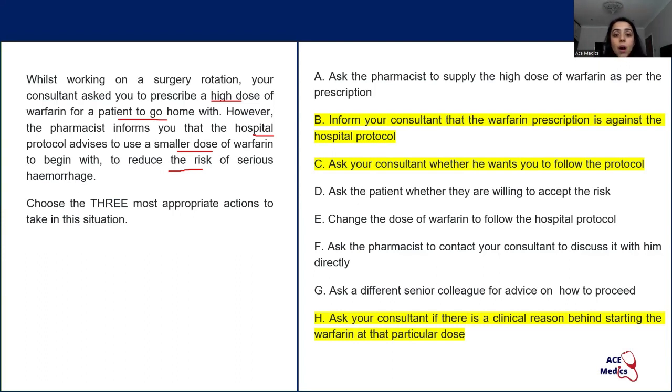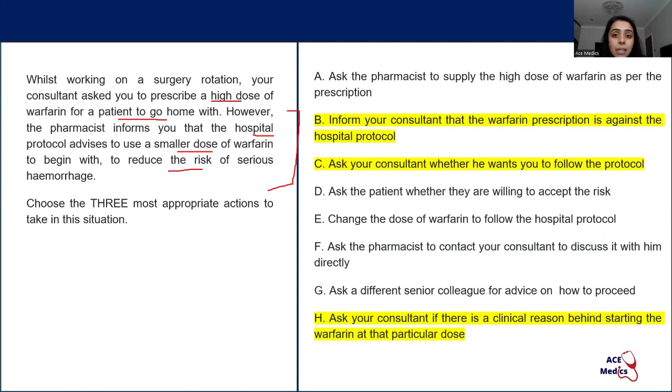Now, option A, so ask the pharmacist to supply the high dose of warfarin as per the prescription. So this is basically as good as doing nothing, and it is potentially causing harm. Now, clearly the question stem has told you that the pharmacist has given you some valid information. So pharmacists are a really reliable source, and they obviously have got a lot of specialist knowledge about specific prescriptions and in-depth knowledge on specialties as well.